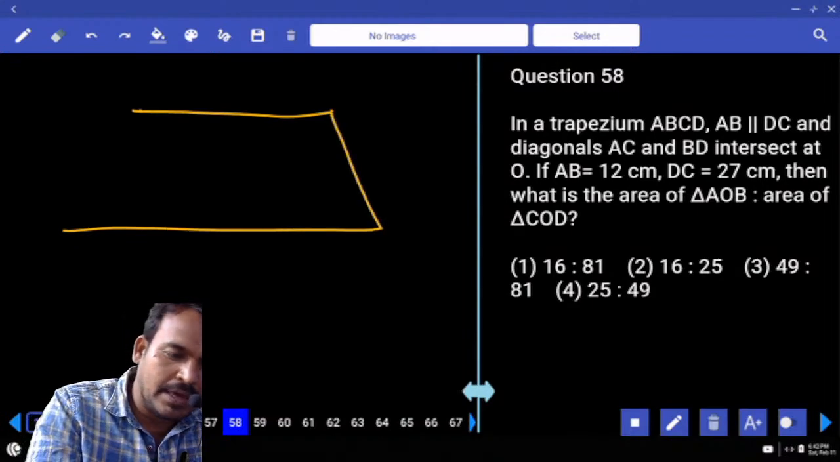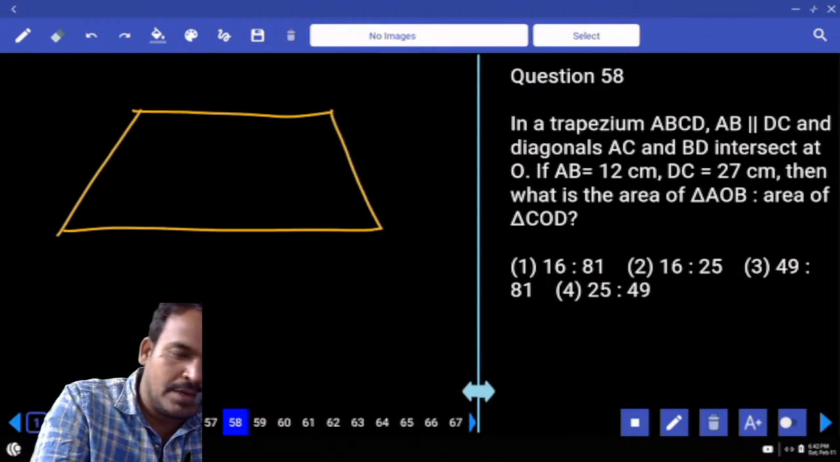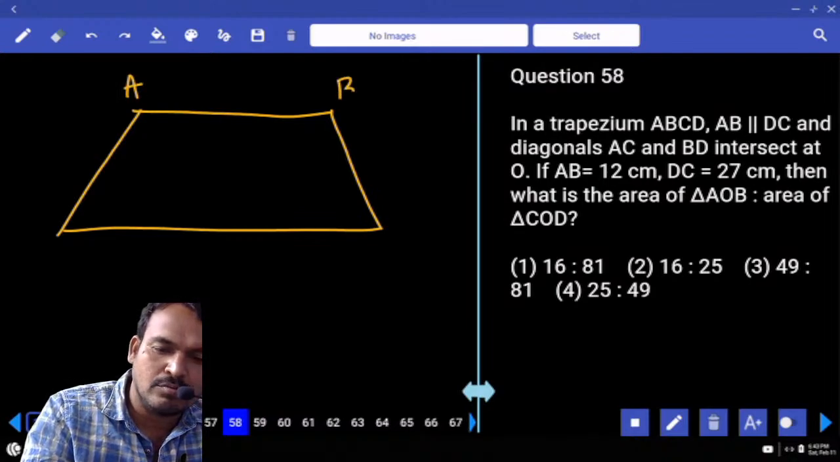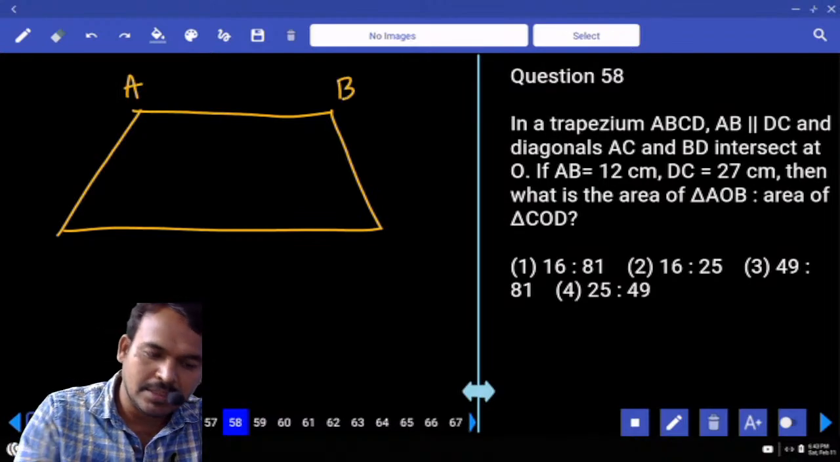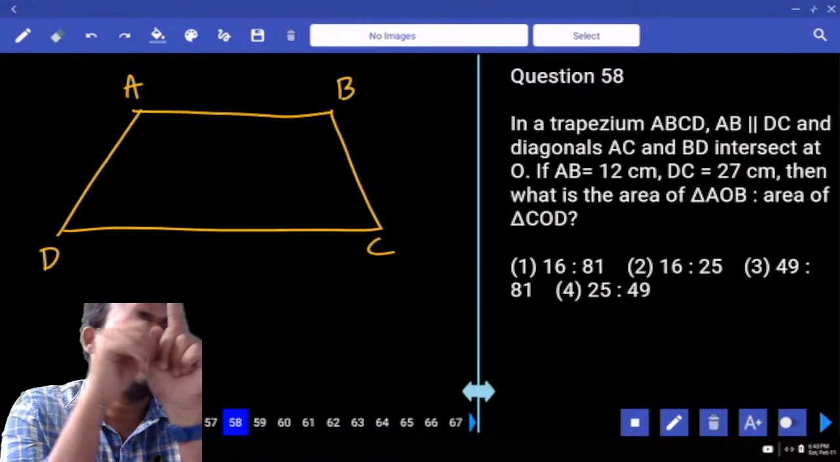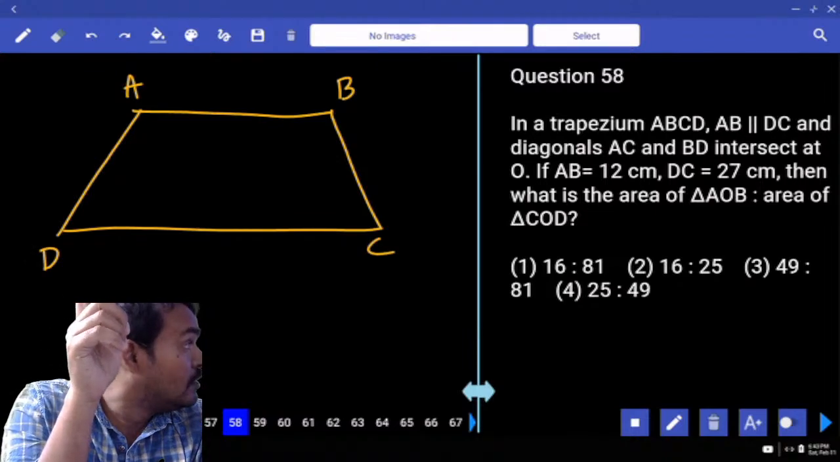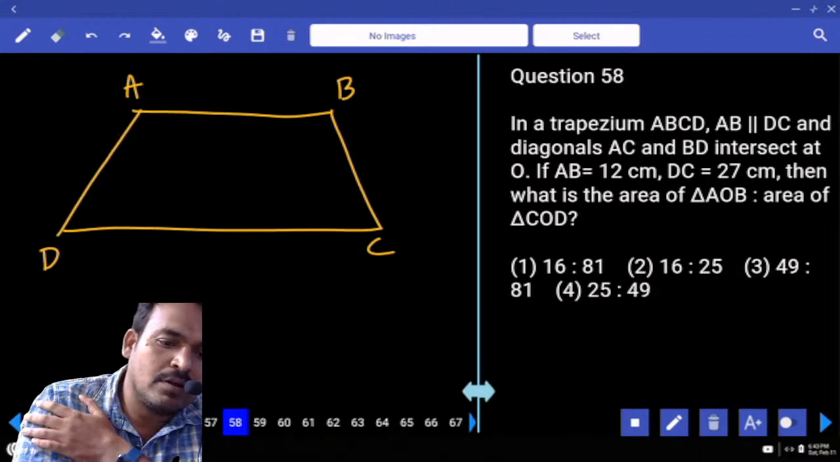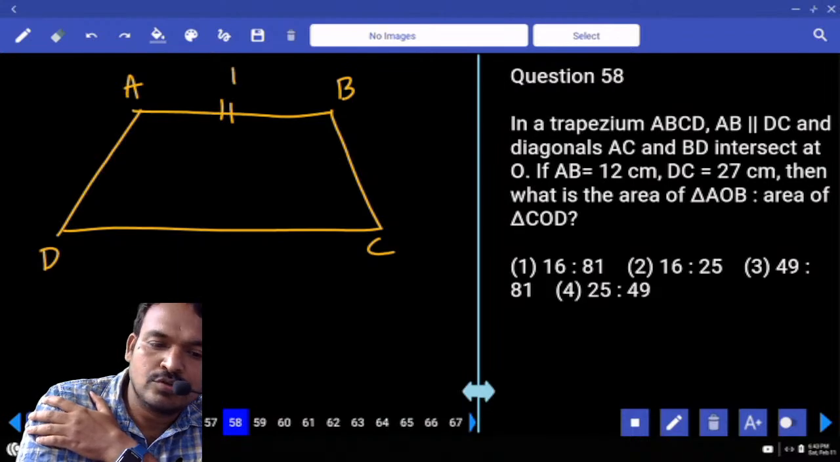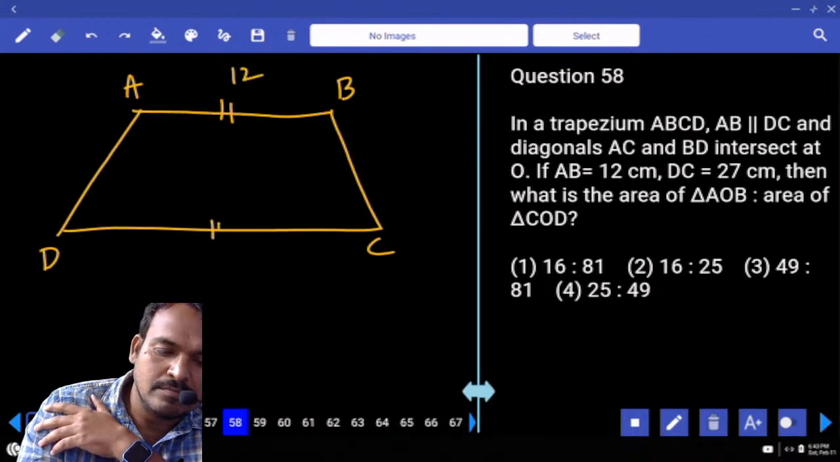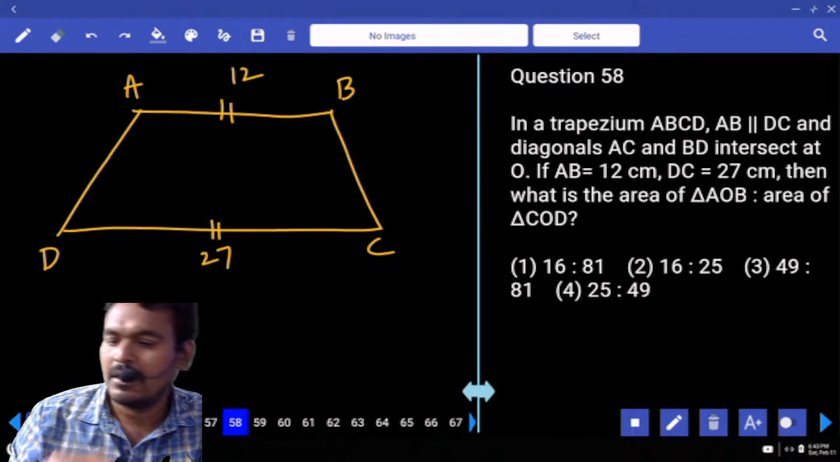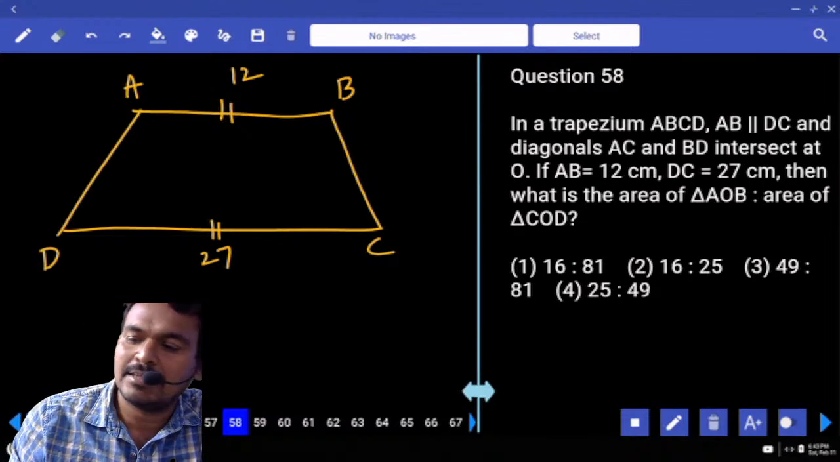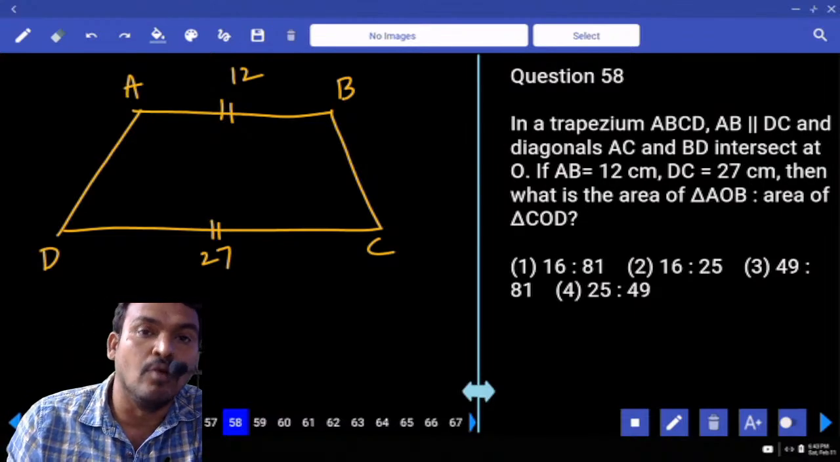A trapezium ABCD means AB is parallel to which one? DC. Nothing but AB is parallel to DC or not? AB is the smallest length, DC is the largest length or not? What are the AB values given? 12. What is the DC value? 27. And one more, diagonals AC and BD intersect at O.